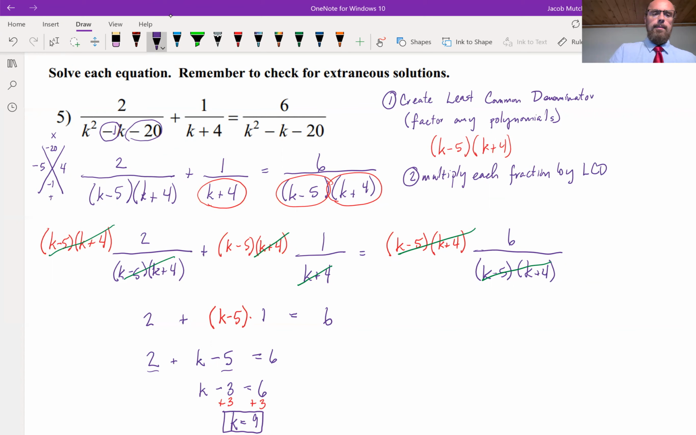So if I plug it back in to these two factors, 9 minus 5 is going to be 4. 9 plus 4 is 13. 4 times 13 is fine. That's a legitimate number other than 0. And I think we're good on the other factors because they are just the same, and we can endorse that solution.